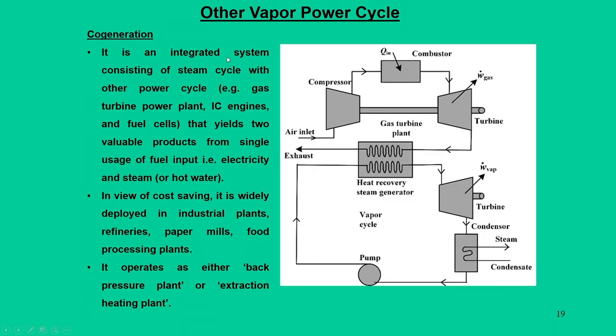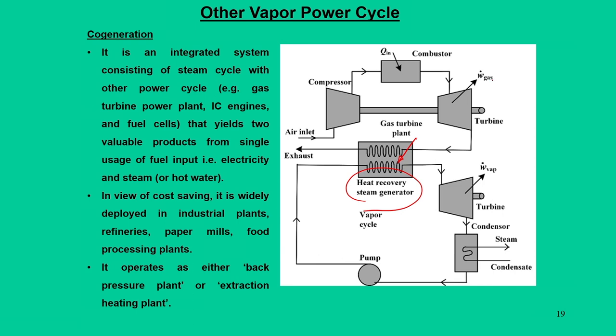The last segment of these vapor power cycles is cogeneration. Cogeneration is a concept where two or more power systems can be integrated together to meet need-based applications. So, in this particular figure, a gas turbine power plant is integrated with the vapor power cycle. That means in a gas turbine power plant unit, whatever exhaust comes from the turbine is partially utilized in a heat recovery steam generator unit.